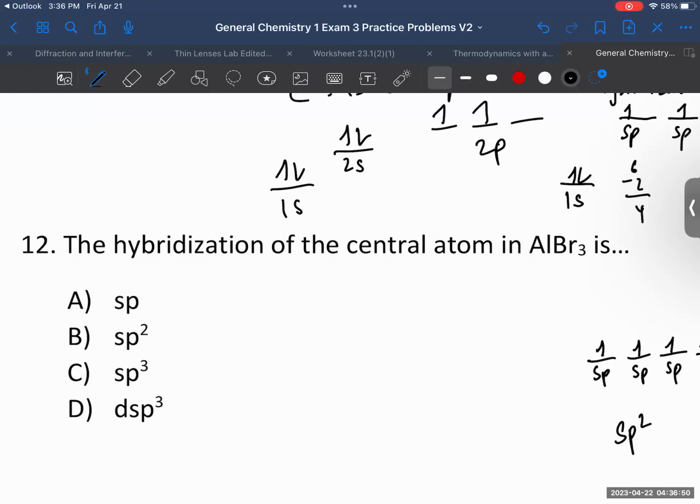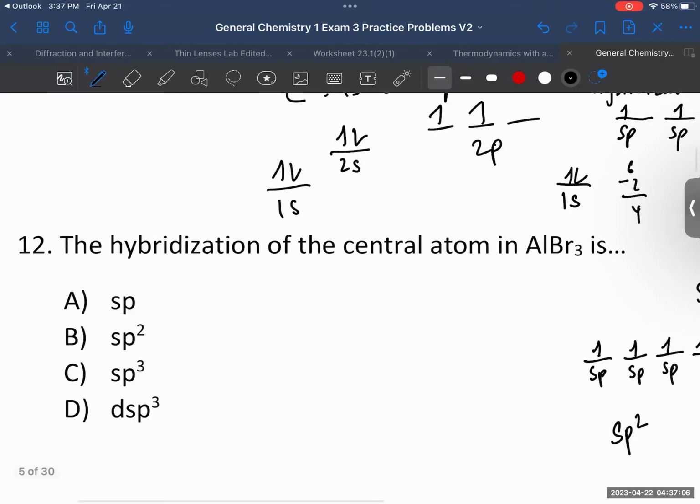Yeah, it's a literal meaning: the mixing of the S and P orbitals. But the S and the P are still there. It's just that there are other orbitals somewhere in between in energy, not as high as the P orbital, but lower than the S.